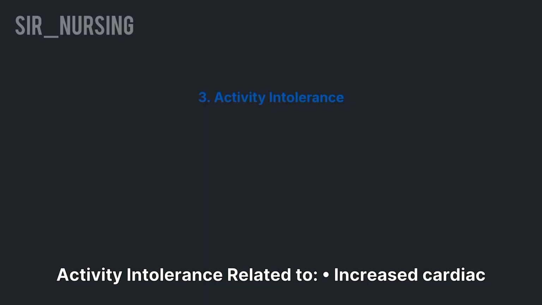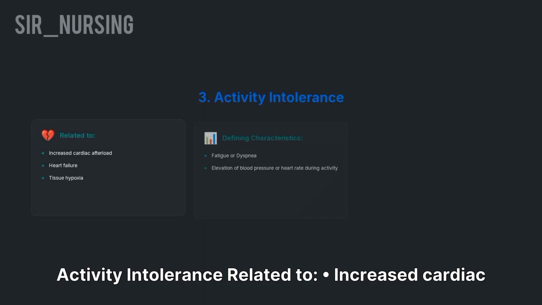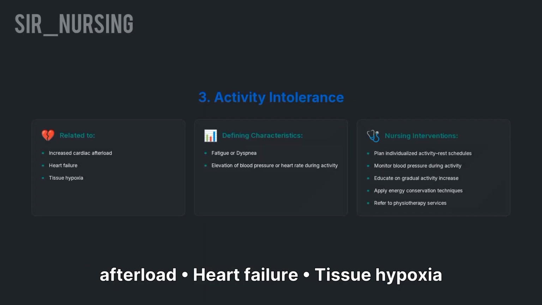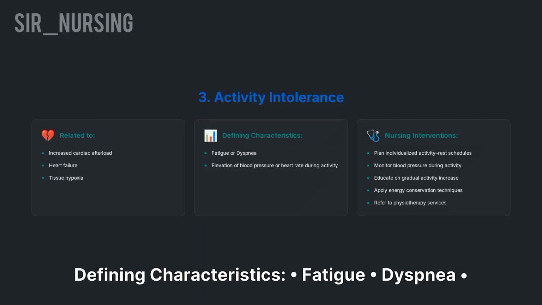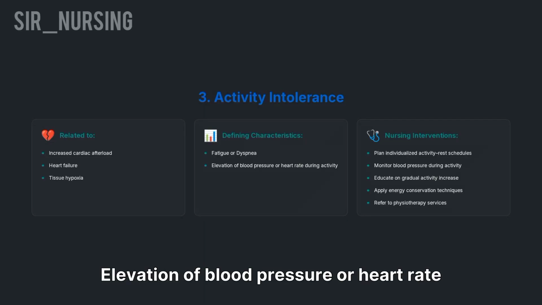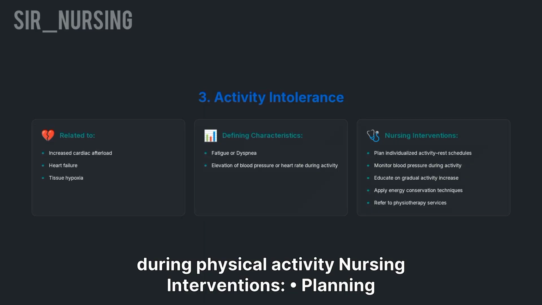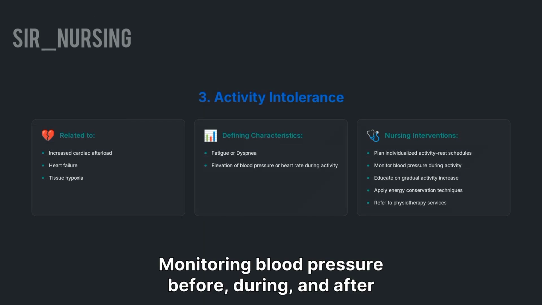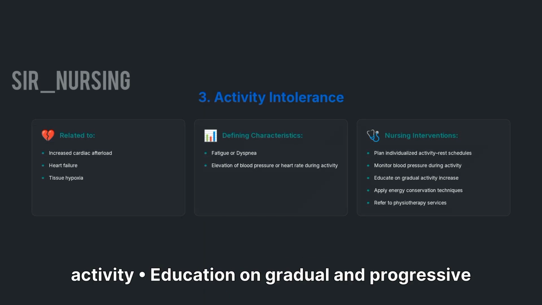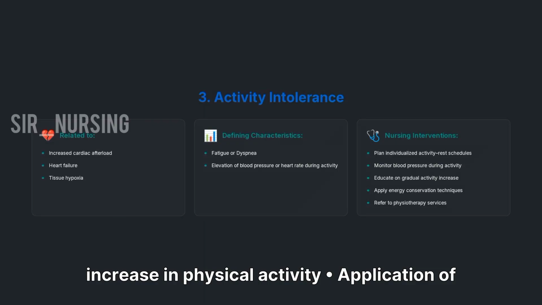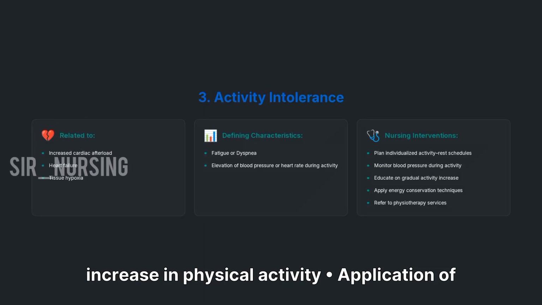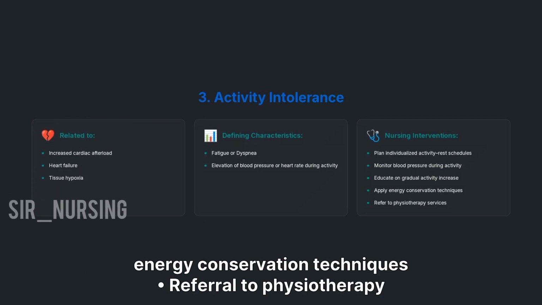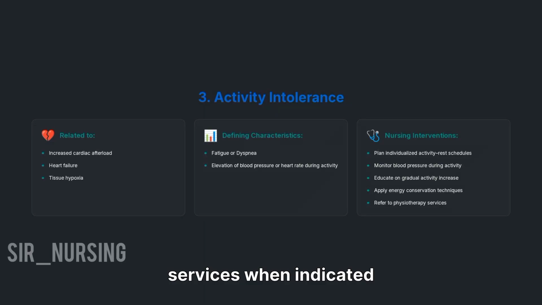3. Activity intolerance related to increased cardiac afterload, heart failure, tissue hypoxia. Defining characteristics: fatigue, dyspnea, elevation of blood pressure or heart rate during physical activity. Nursing interventions: planning and implementation of individualized activity-rest schedules, monitoring blood pressure before, during, and after activity, education on gradual and progressive increase in physical activity, application of energy conservation techniques, referral to physiotherapy services when indicated.